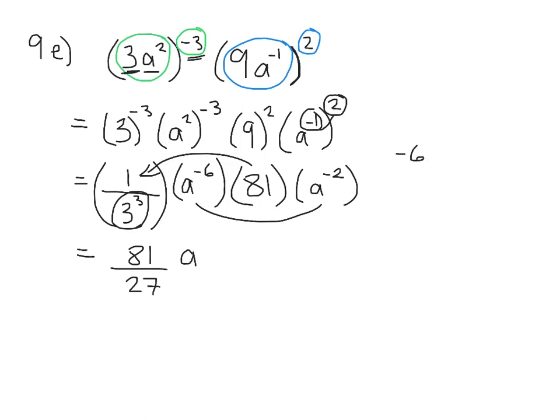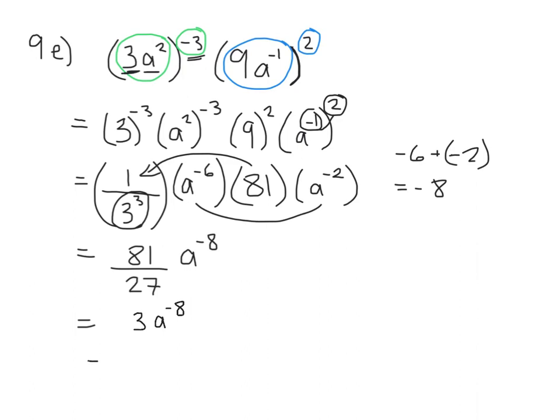So negative 6 plus negative 2 is equal to negative 8. So that's what I'll write, a to the negative 8. Continuing this, 81 over 27, I can actually reduce that. Both top and bottom are divisible by 27. So 81 divided by 27 is 3, and 27 divided by 27 is just 1. So then I have a to the negative 8. Okay, so that's almost the final answer.